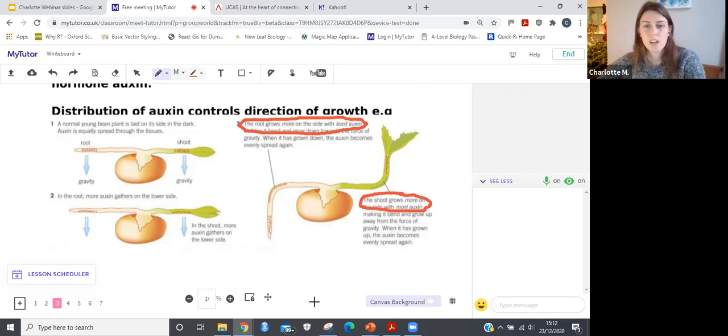Okay, slightly difficult to remember, but it's really cool. I mean, that's amazing that this little hormone means that a plant knows that the shoot needs to grow upwards and the root needs to grow downwards. And this happens in every plant.